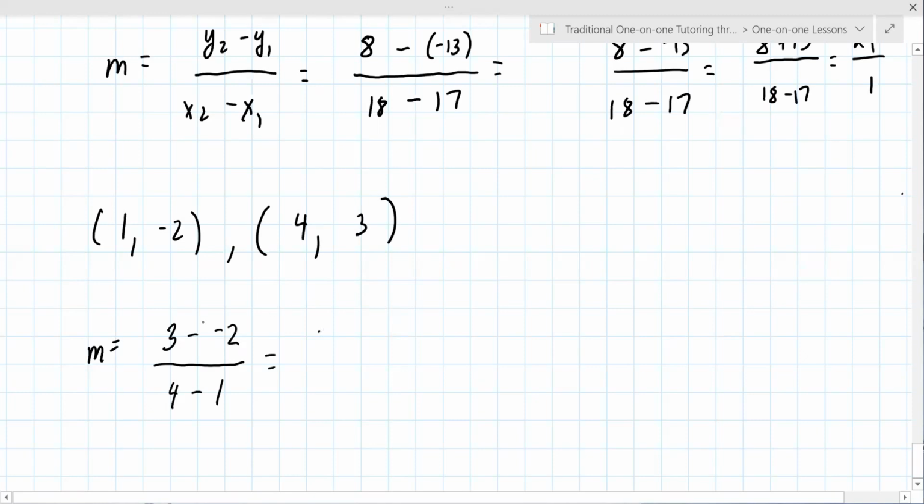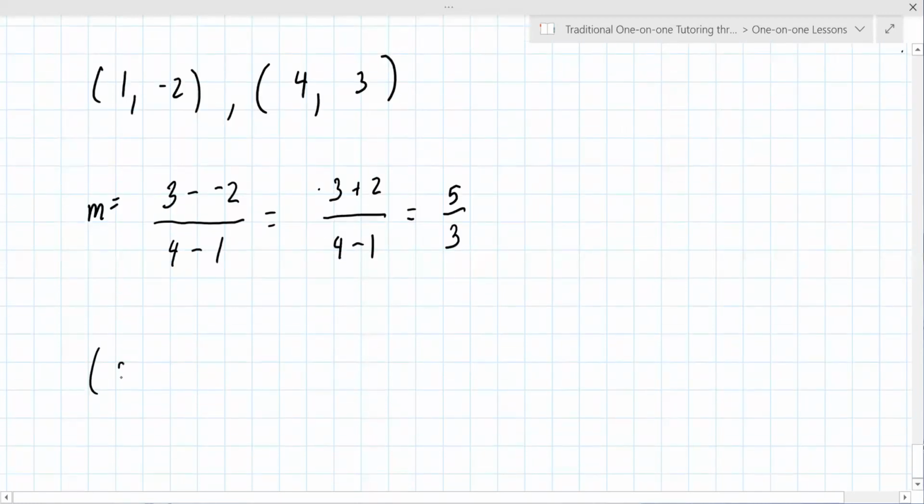Okay. 3 minus -2. What does that become? They're two negatives. It's just like the previous problem. Two negatives become a positive. So it becomes 3 plus 2 over, oh yeah, 5 over. What number goes in the bottom? 3. Good. Let's try another one here. (2, -6) and (6, 8).